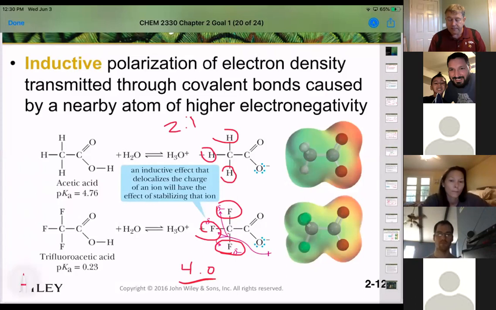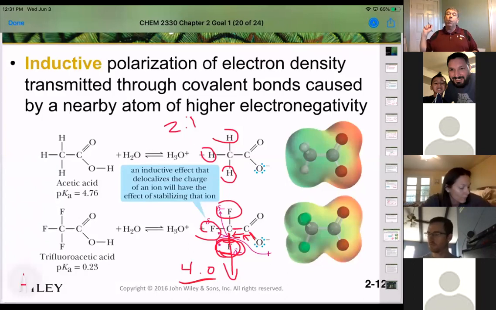So in this case here, we have one bond, two bonds, and three bonds. The fluorine is at least two bonds away. It's pulling electron density through this bond and through this bond, okay? So inductive effect is all about pulling electron density through one or more bonds away from the atom we're dealing with. And in this case, we actually have a total of three, and it increases the acidity.